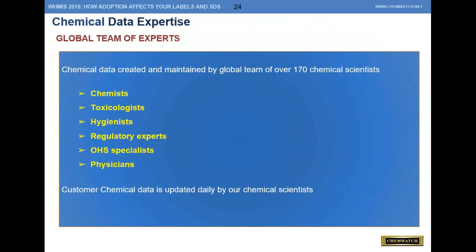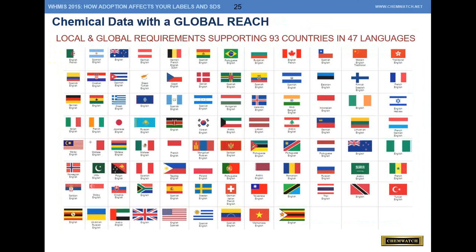And again, I mentioned our global team of experts that update that data. There's over 170 of them: the chemists, toxicologists, hygienists, and regulatory specialists. And this data is updated daily by our scientists. And it's a global reach. We support all local and global requirements for 93 countries currently, as you can see here, and in 47 what we call country-specific languages. For instance, in Canada, you can see it's up the top row, 4th column from the right, we support both English and Canadian French.